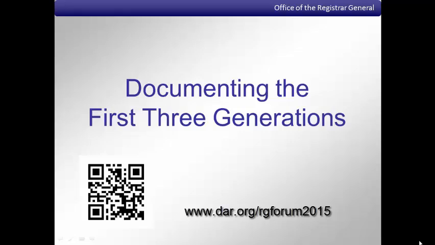An overview of what is required for the first 3 generations for a DAR application and tips for where to search for the information. In this presentation, we will be discussing vital records and alternate documentation.